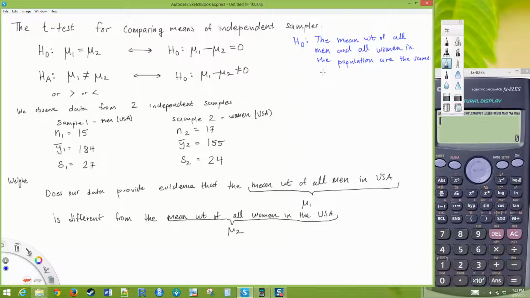Then the implication is that the fact that we observed 184 and 155 as the sample means for men and women, the fact that we observed this difference, must be a result of the random sampling process alone, okay? Because we are saying the men and the women have the same mean in the population, so whenever we take random samples, we're expecting things to be similar, and the fact that we got something different, 155 versus 184, has to be a result of random chance alone, okay?